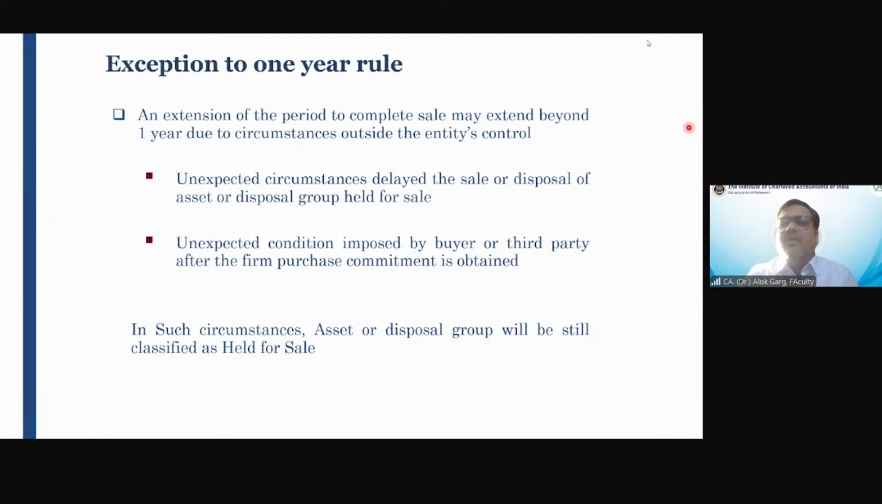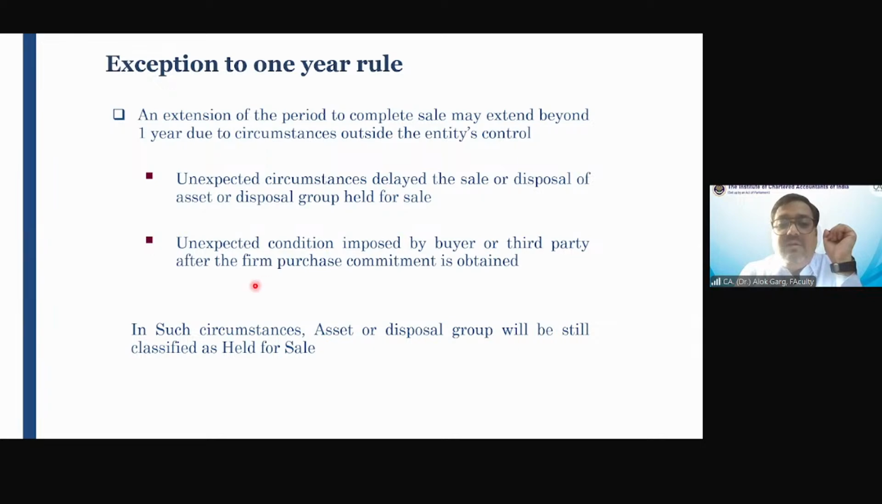Was this COVID within the entity's control? No, sir. Has this COVID delayed the entire process? Yes, this COVID has delayed the entire process, right? And this COVID was not within the control of the entity, right? So in such cases, even though it may go beyond 1 year, it will still continue to be classified as held for sale.